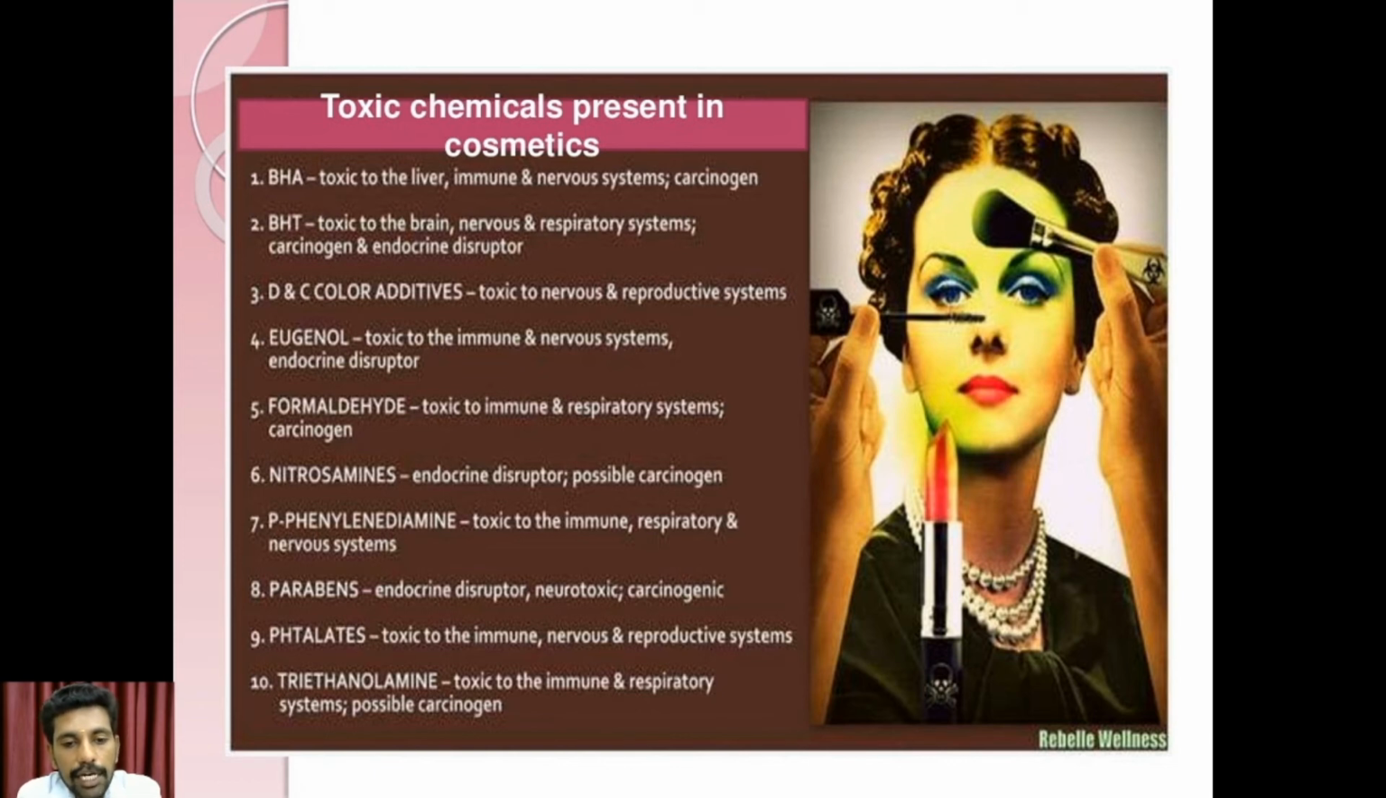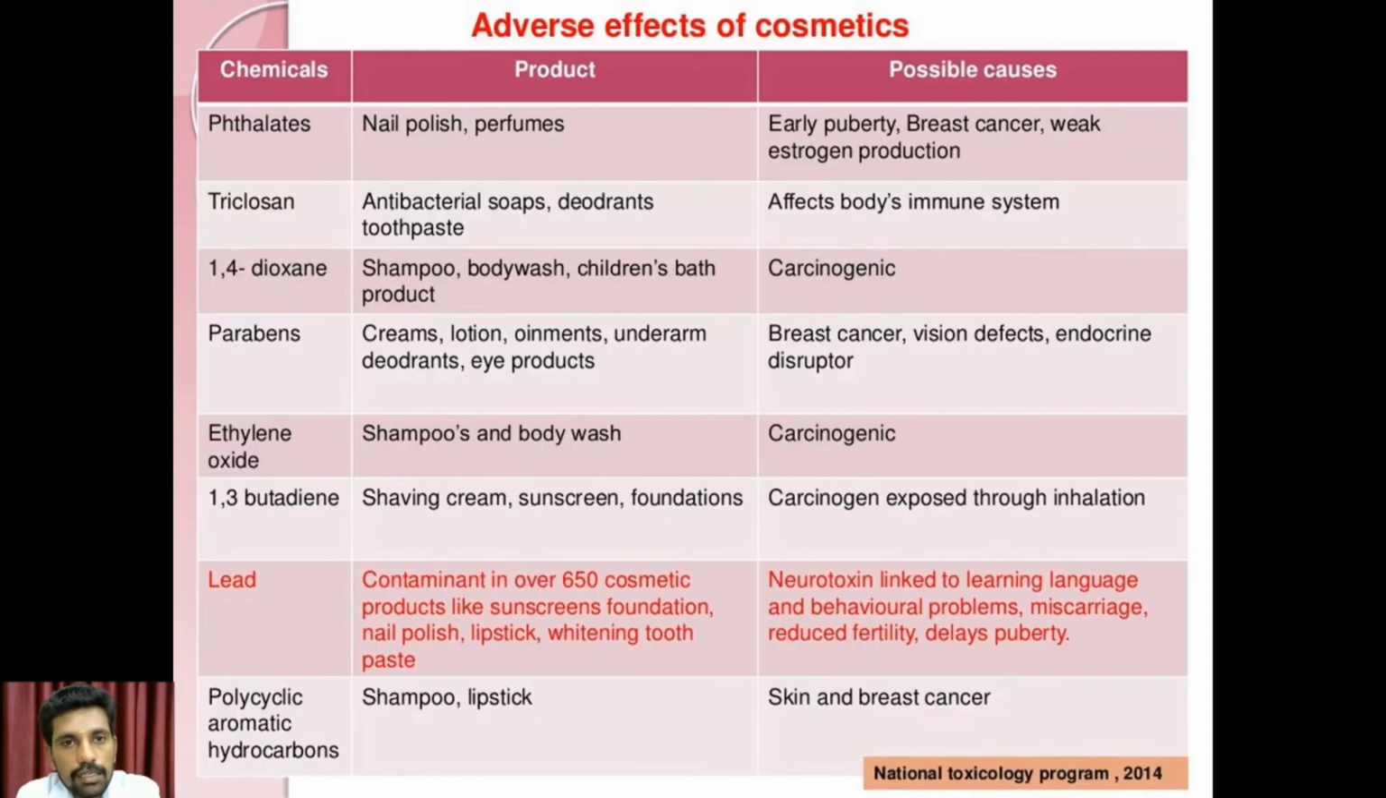Parabens are endocrine disruptors, neurotoxic as well as carcinogenic. Phthalates are toxic to the immune, nervous and reproductive systems. And finally triethanolamine is toxic to the immune and respiratory systems. It's possible to cause cancers. D and C color additives are toxic to the nervous system and also the reproductive system. Nitrosamines are endocrine disruptors, and it's possible to cause cancer also. So here I listed the adverse effects of cosmetics on human beings.